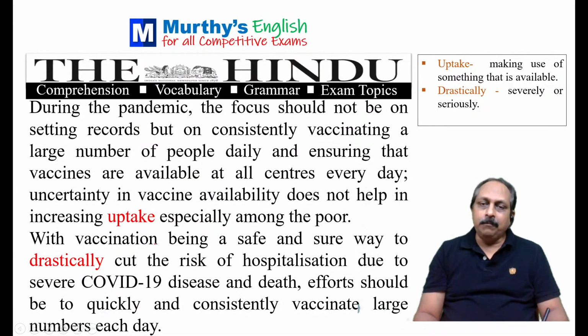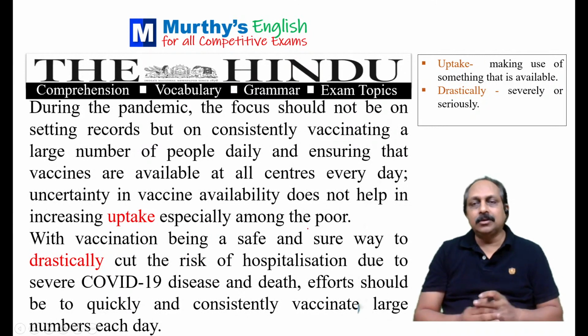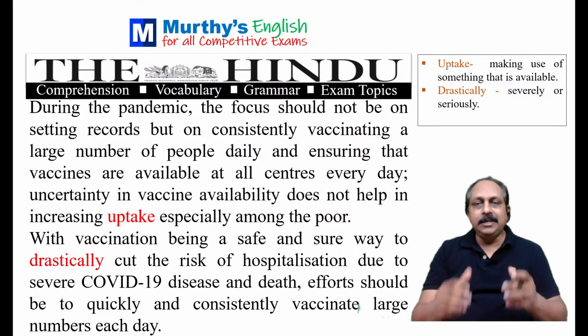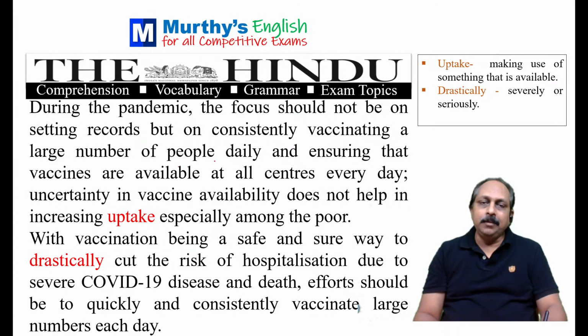Now, the editorial talks about the main idea, a reiteration. During the pandemic, the focus should not be on setting records. We don't achieve anything. The focus should not be on records, but on consistently vaccinating a large number of people daily and ensuring that vaccines are available at all centers every day. Uncertainty in vaccine availability does not help in increasing uptake, especially among the poor.